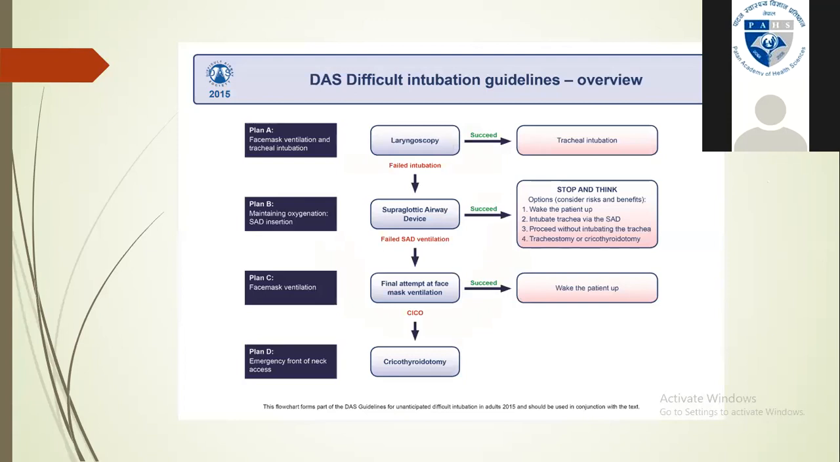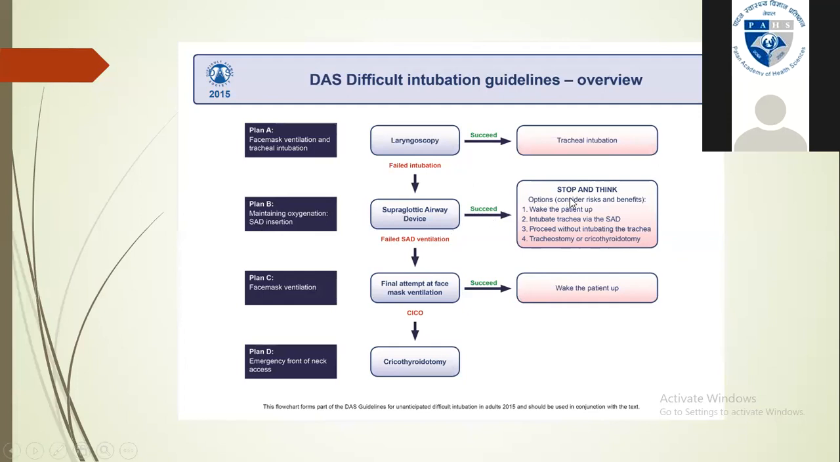So this is a guideline given by the Difficult Airway Society, DAS, difficult intubation guideline. It consists of plan A, B, C, and D. In plan A, we first try laryngoscopy, in which, in emergency cases, 3 attempts should be given, and 1 should be given by the most skilled person available in the setting. After 3 failed intubations, we have to go for plan B, which is supraglottic airway device insertion. So this can be life-saving for the patient.